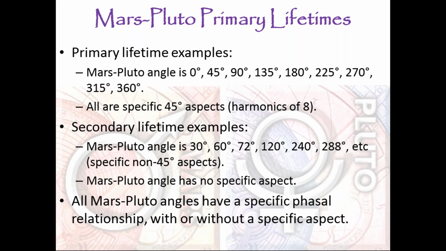It's taking the 360 circle, dividing it by 8. Secondary lifetimes can either be specific non-45-degree aspects, as you see on your screen, say the waxing trine of 120, or the semi-sextile of 30 degrees or 300 degrees. And it can also be Mars-Pluto just in a phasal relationship with no specific aspect.